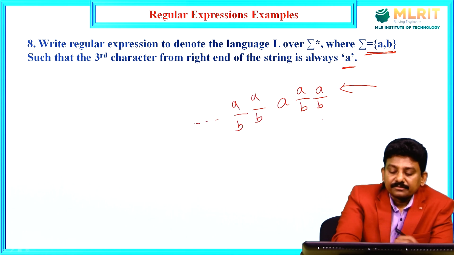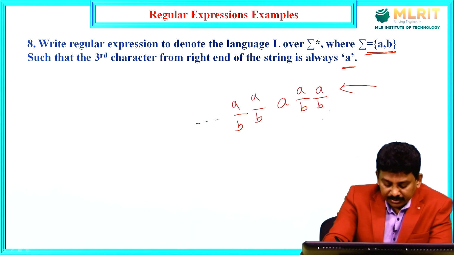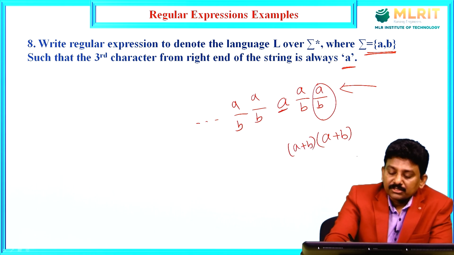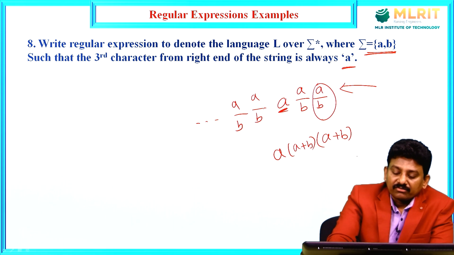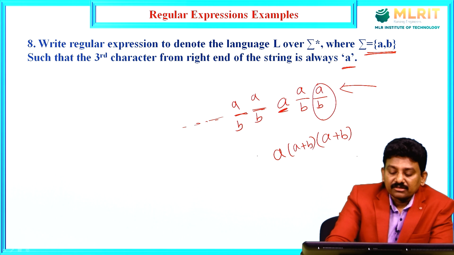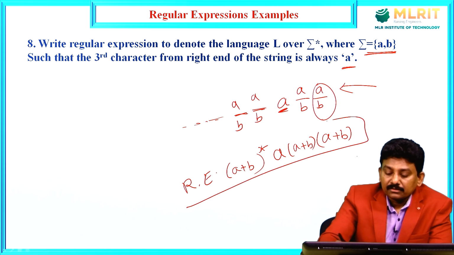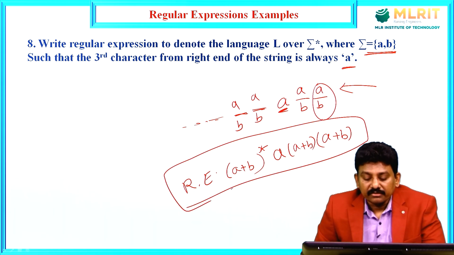That means the regular expression for this is: for this, A plus B. For this, A plus B. This must be A, so that A. After the fourth symbol onwards, you can have anything of any length, any combination of A's and B's, so that (A plus B) whole star. This is the regular expression. So the third character from the right hand is A.